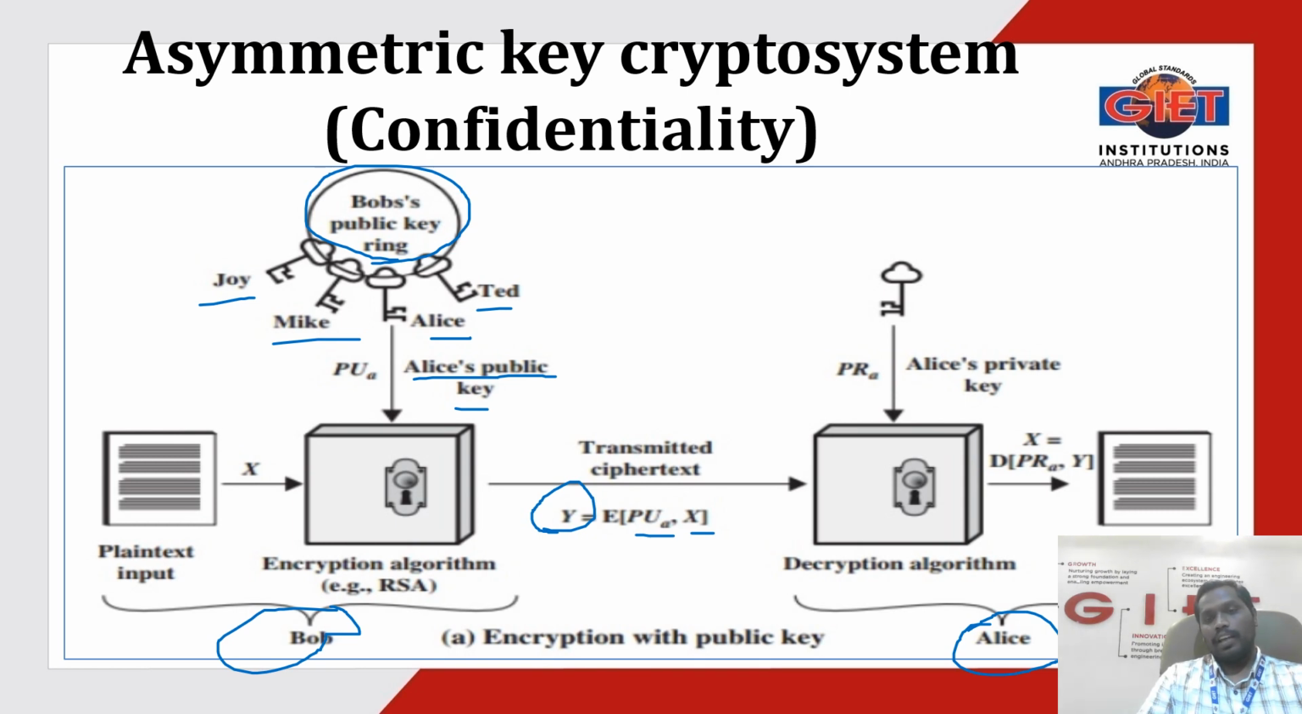Alice will make use of her private key, I mean the receiver's private key, with the ciphertext to generate the plain text. This is at the decryption side. Once again, the thumb rule is that at the sender side we use the receiver's public key, and at the decryption side the receiver's private key is used. These two keys are generated by Alice, who is the receiver.